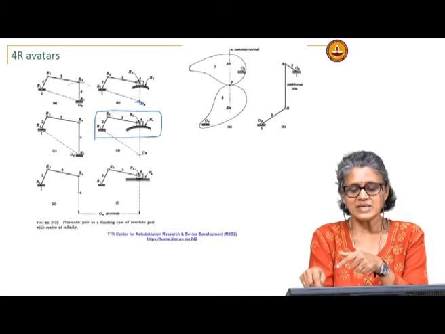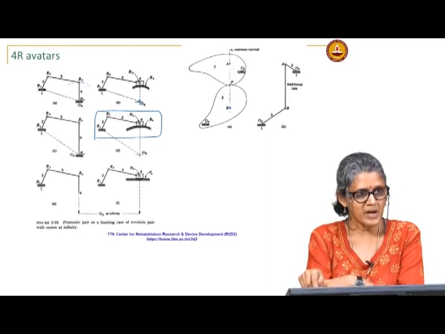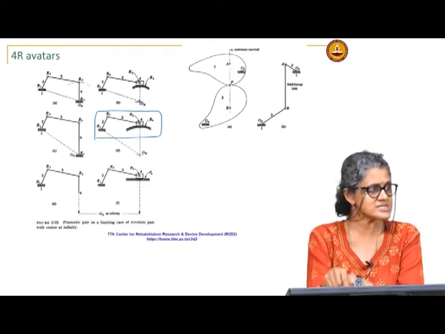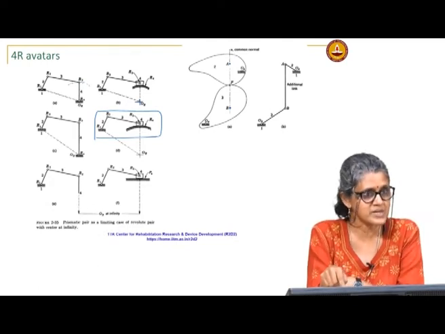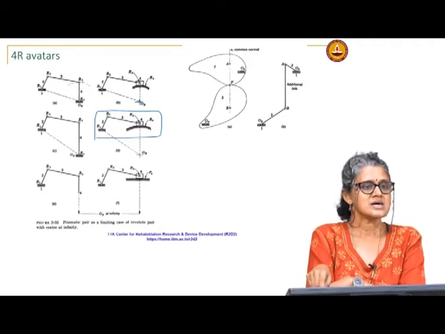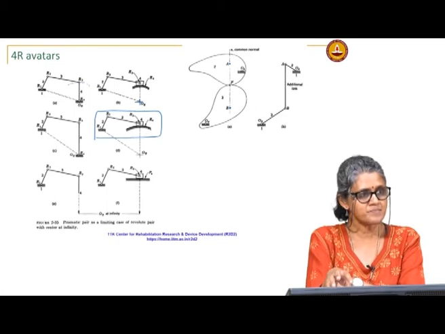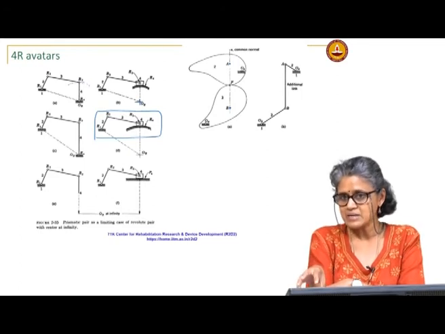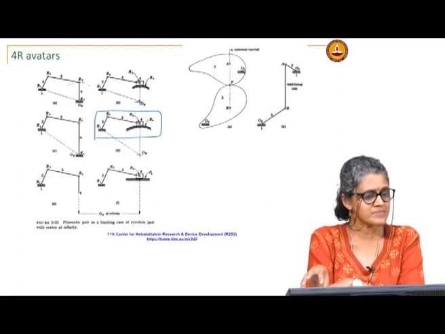So, analyzing the 4 bar is a lot easier than analyzing the velocities and accelerations for a mechanism with higher pairs. So, this is a way to represent a linkage with higher pairs with an equivalent 4 bar that is valid at that particular instant, and then use that for analysis.